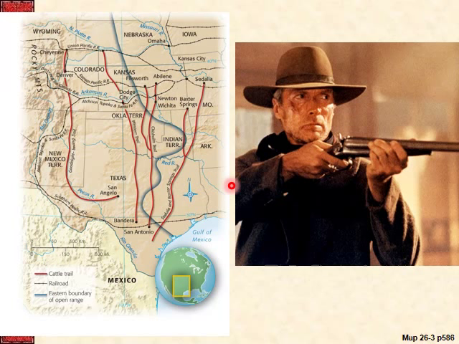Here's an idea of these cow drives, these northern cow drives. You can see they're always ending at a railroad station. There's the Union Pacific, which we talked a lot about. Here are some smaller ones, but they all kind of meet up.